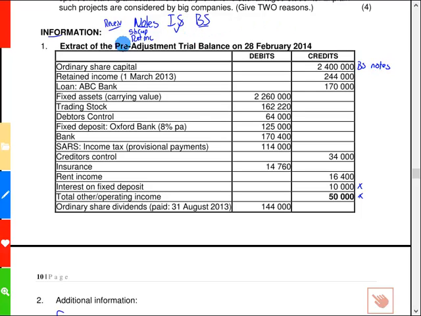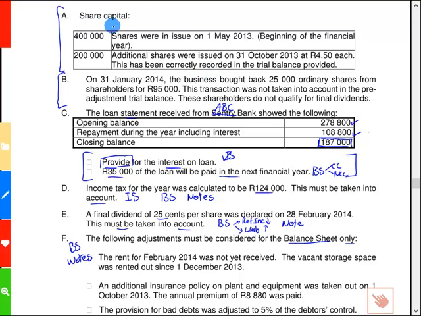And this is the pre-adjustment trial balance. But we know that there was additional information on share capital, so let's read that. There were 400,000 shares in issue on 1 May 2013. Now this again should have been 1 March 2013, but it didn't make a big difference to the answer. That is the beginning of the financial year. Okay, so we can put that into our notes.